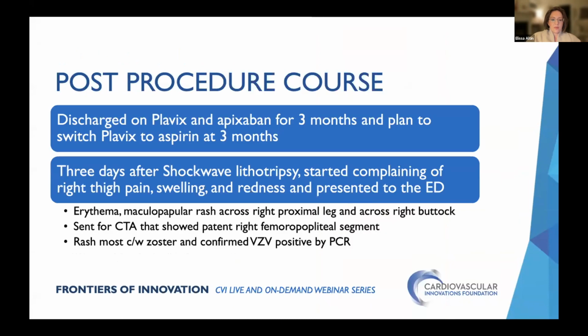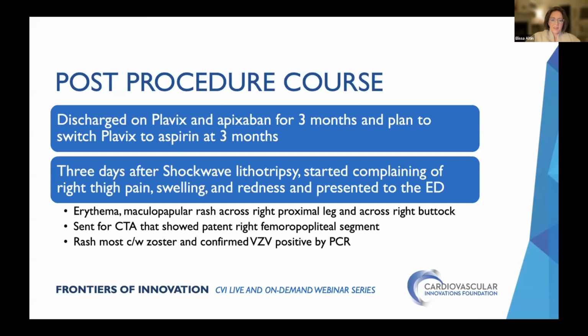So we discharged him on Plavix and apixaban for 3 months, and then stop the Plavix at that point. This is interesting. So 3 days after he had the Shockwave lithotripsy, he started complaining of right thigh pain with swelling and redness, and came to the ED.